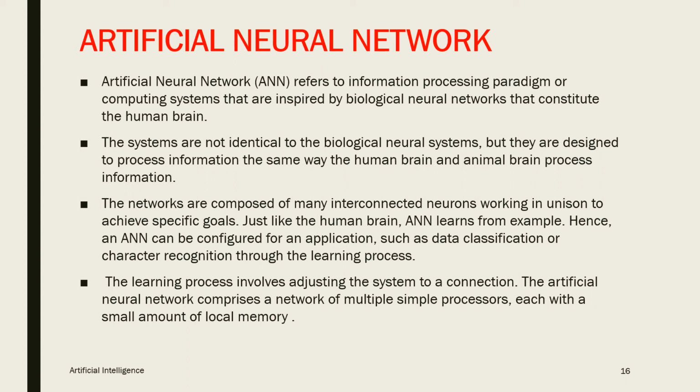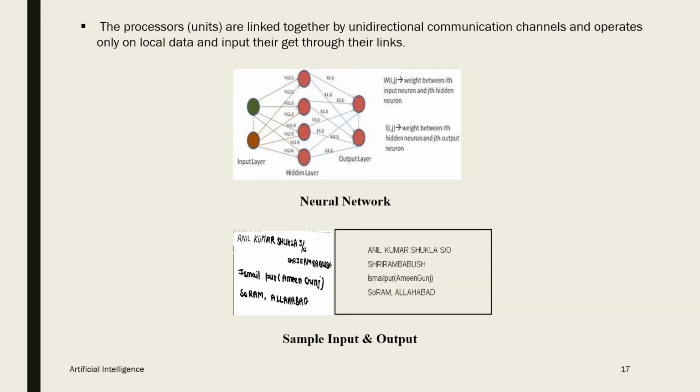The artificial neural network comprises a network of multiple simple processors, each with a small amount of local memory. The processors are linked together by unidirectional communication channels and operate only on local data and input they get through their links. Next, you can see the diagram of neural network. It consists of three layers: input layer, hidden layer, and output layer. Once the network is trained, the match pattern is obtained to generate the associated character. And next you can see some example, that is sample input and output. Output will be a beautiful version of the uploaded image and it will be saved in the doc or in text file.